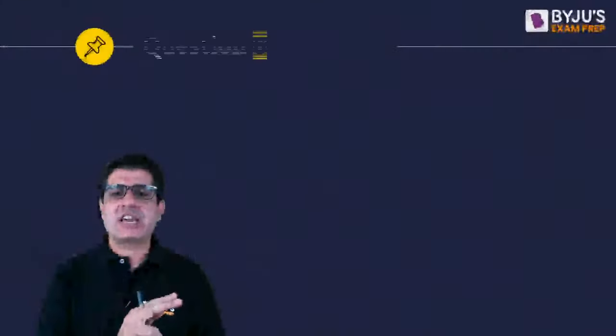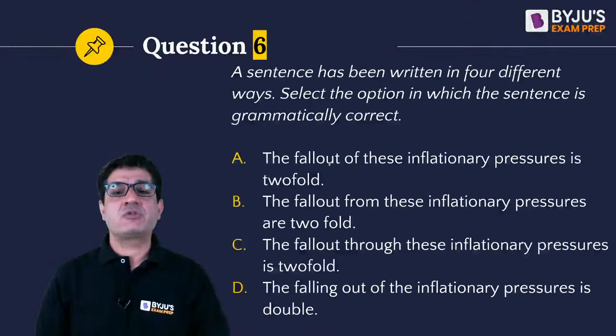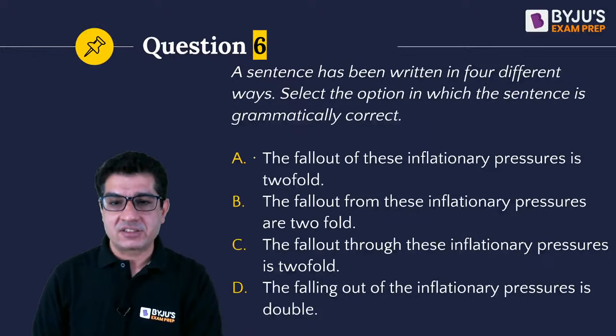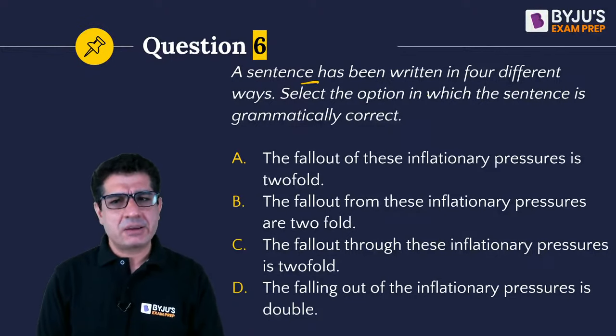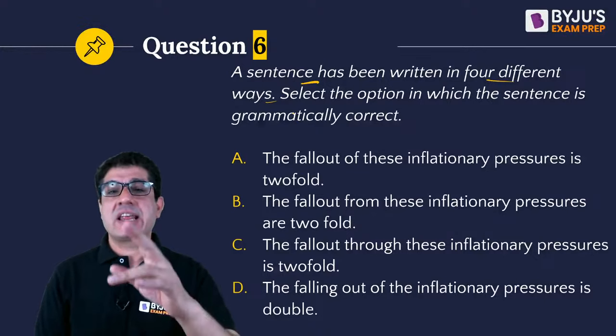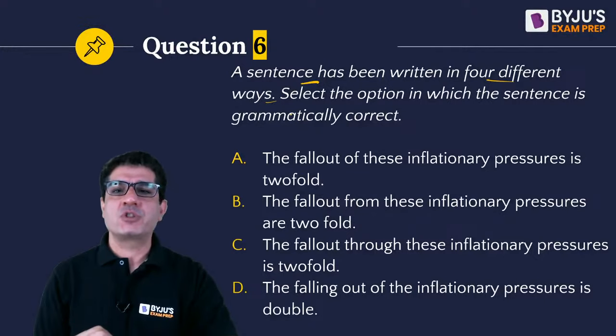In this question type, what the examiner does is that he gives us 4 different ways of writing a sentence. So you notice the same sentence, the same idea written in 4 different ways. One of these 4 is grammatically correct, and that one is supposed to be marked as our answer.